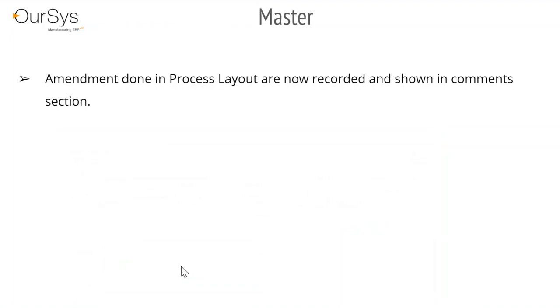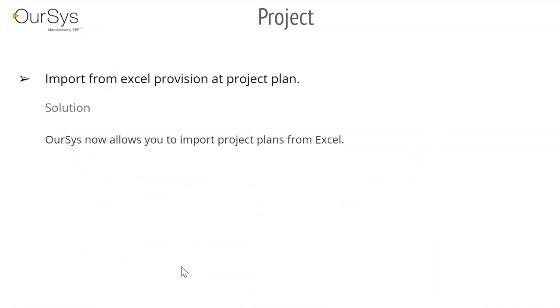Now, import provision from Excel in the project plan. OurSys makes it easier to bring in project data from an Excel file. You can just upload an Excel file containing your project details, and it will automatically import into OurSys, saving you from entering the information manually.